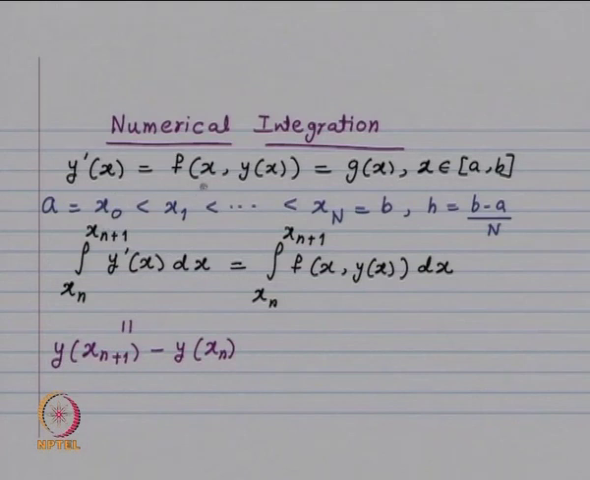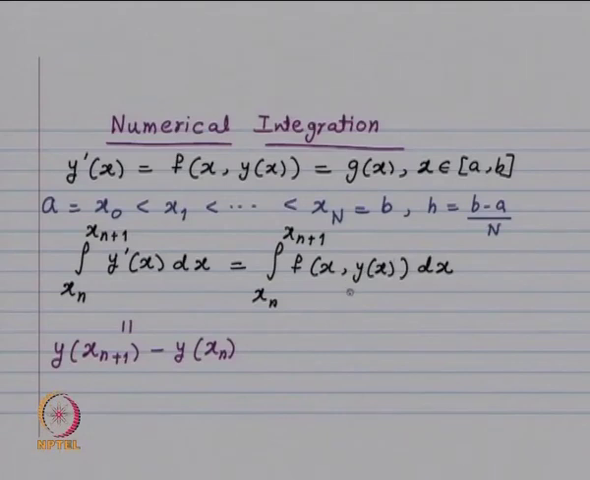Now let us first see what is the principle behind this numerical quadrature. We have our initial value problem y dash x is equal to f of x, y x. Let me write this function f of x, y x as g x, x belonging to [a, b]. This is our uniform partition a to b. Integrate both the sides between x n to x n plus 1. So, you have integral x n to x n plus 1 y dash x dx is equal to integral x n to x n plus 1 f of x, y x dx, or integral x n to x n plus 1 g x dx. Integration on the left hand side is y at x n plus 1 minus y at x n. So, if we can integrate this exactly, then the value of y at x n plus 1 will be equal to y at x n plus this integral.